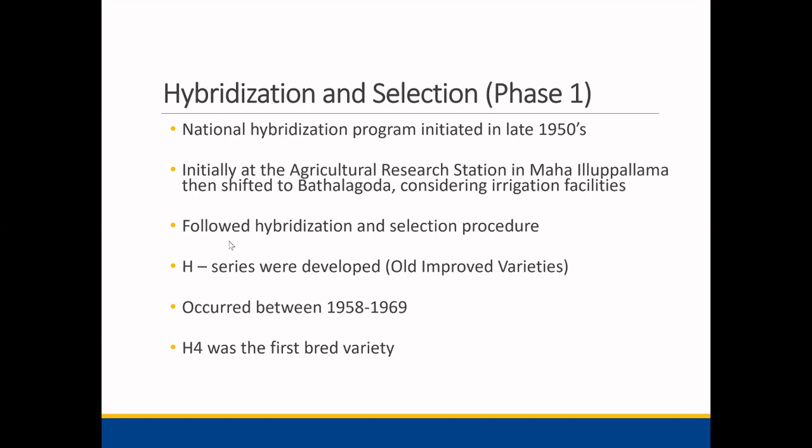We call it the H series because the variety names have a capital H followed by some numbers. That's why it's called the H series. This H indicates hybridization. Earlier they named varieties like that. So in this phase 1, H4 was the first bred variety. Through this breeding, the first old improved variety was H4.